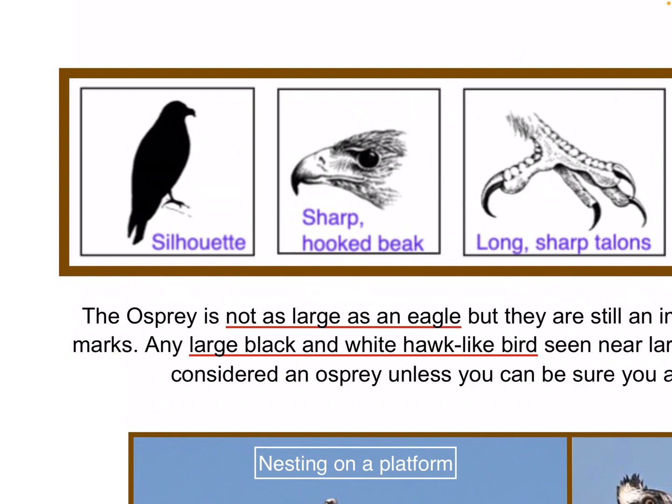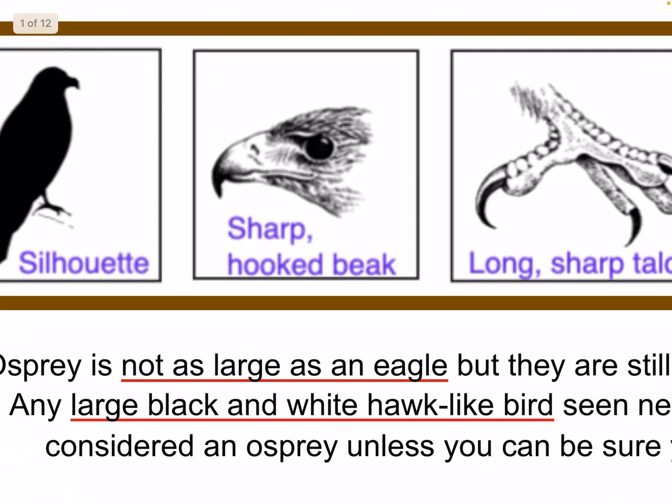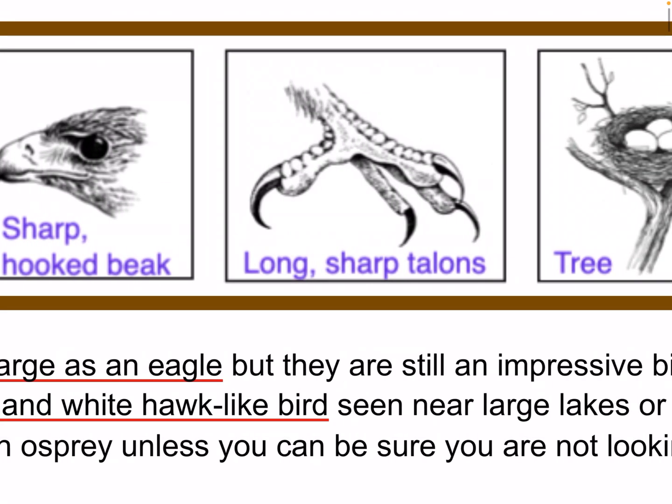That first box is the silhouette in black and white, and if we take a close look we can see that hooked beak and we can see that solid upright stance. That's very typical of raptors. That second picture shows us that sharp hooked beak, that beak that we always see on our raptors. Long, sharp talons. And in this case, the talons themselves are black. The feet are actually white on the osprey.